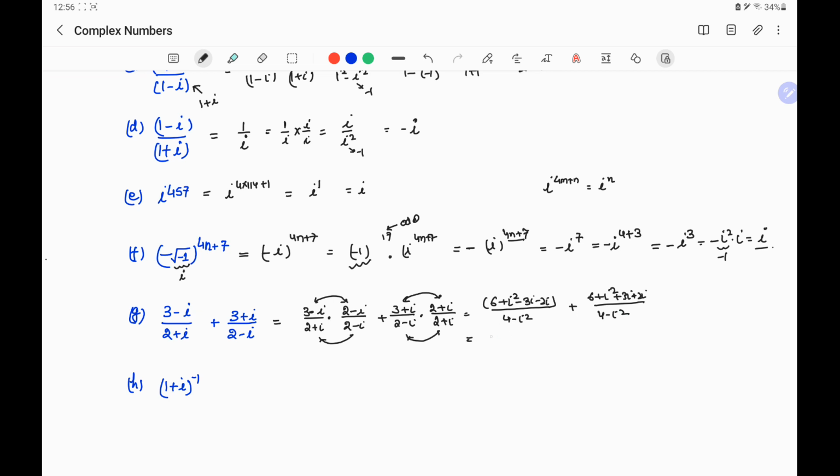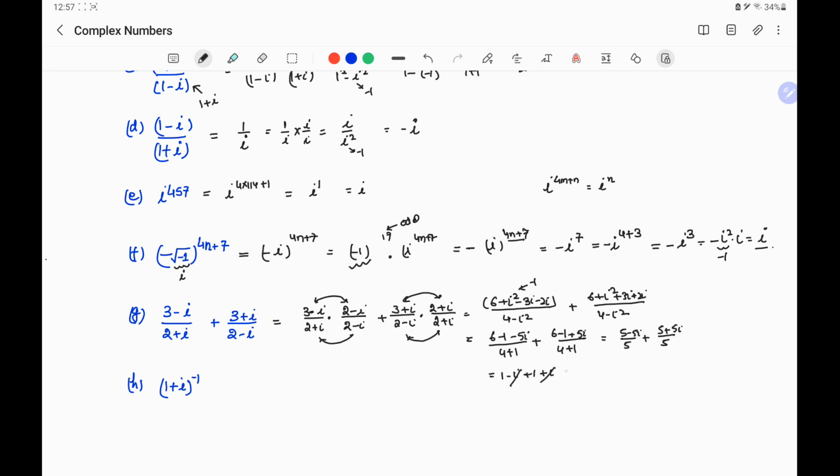It will be equal to 6, and this i² has the value -1, so it is (6 - 1 - 5i)/(4 + 1) + (6 - 1 + 5i)/(4 + 1). Therefore, we will have (5 - 5i)/5 + (5 + 5i)/5, or we can write it as 1 - i + 1 + i.